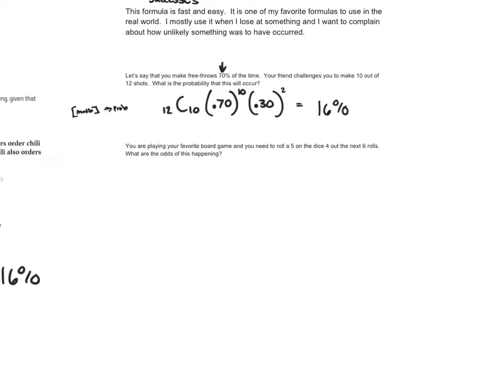So say you're playing your favorite board game and you need to roll a 5 on the dice 4 out of the next 6 rolls. What's the odds of this happening? Well, there's 6 rolls. We're trying to get 4 different times what we want.